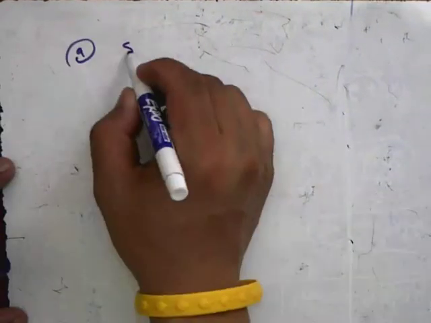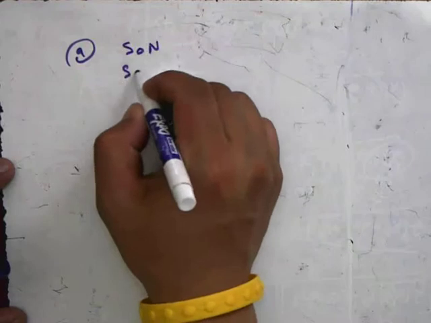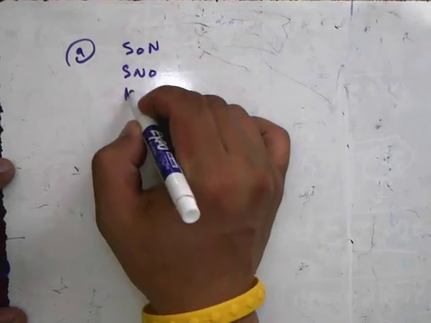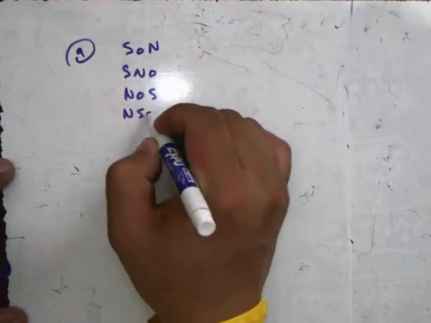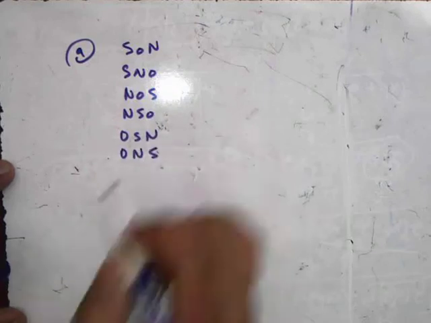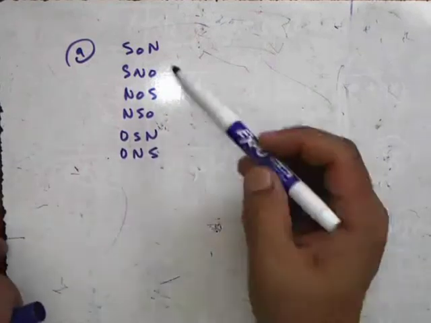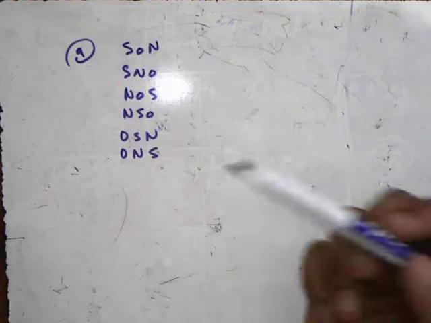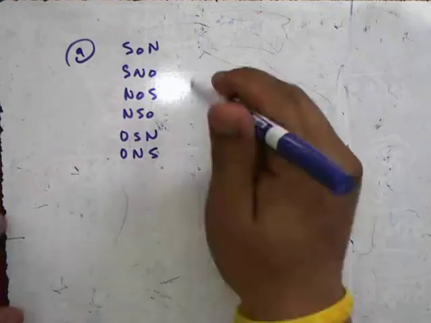Well, sun can be written this way: S-O-N, S-N-O, N-O-S, N-S-O, O-S-N, and O-N-S. So we can literally just count the number of ways: 1, 2, 3, 4, 5, 6 different ways to do this. Okay.